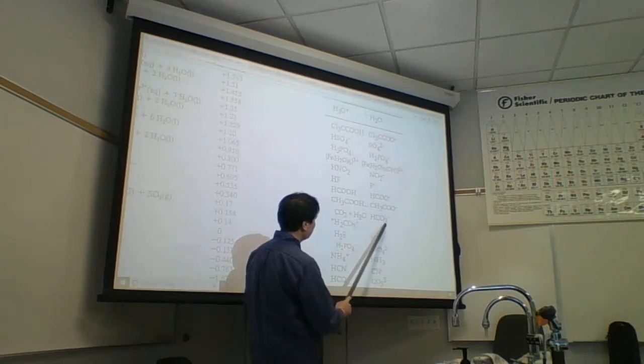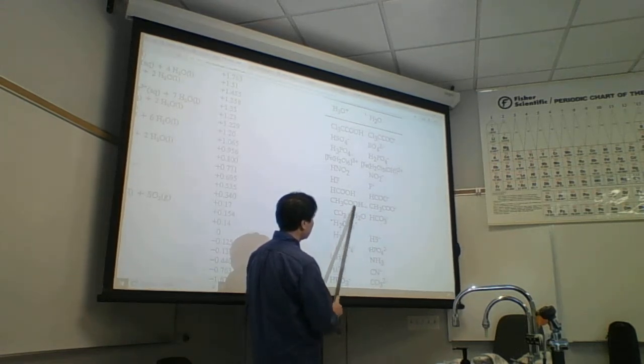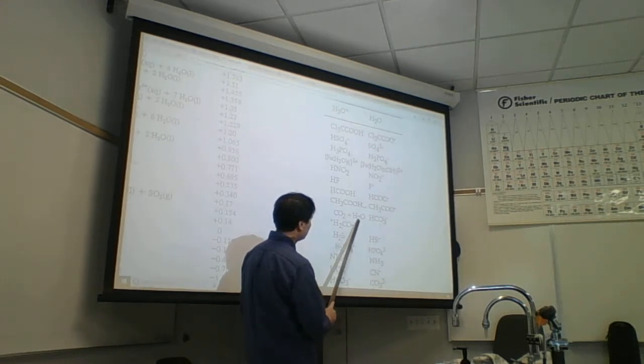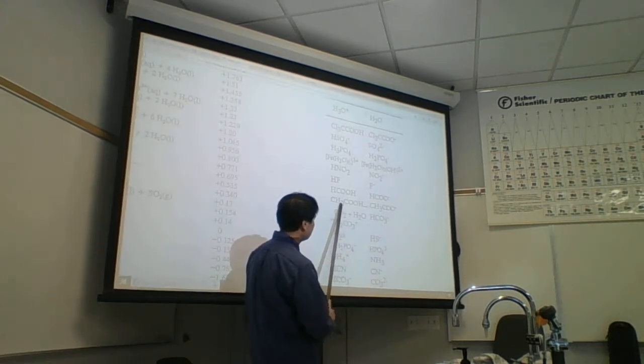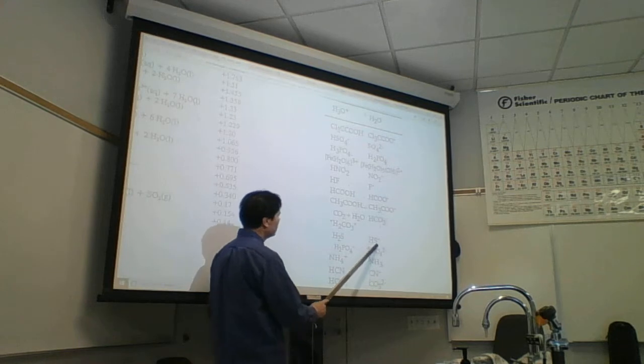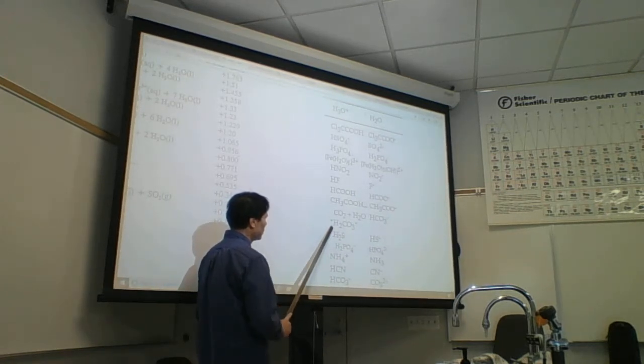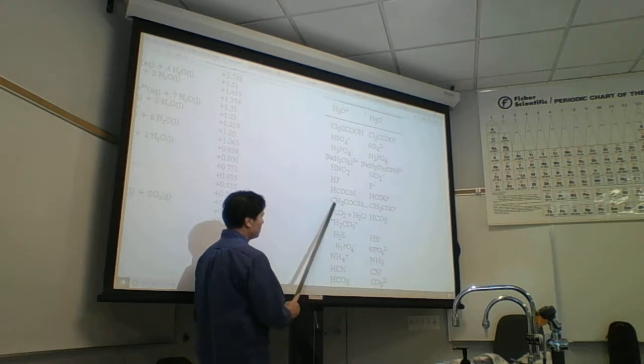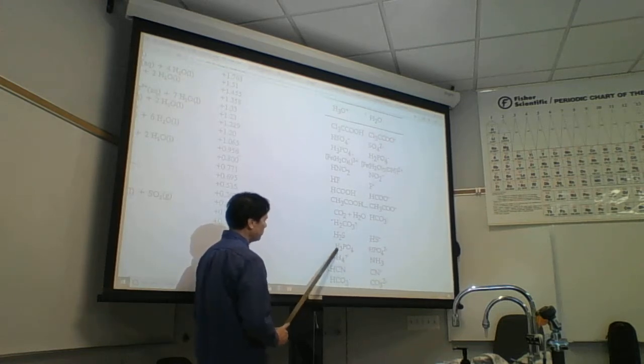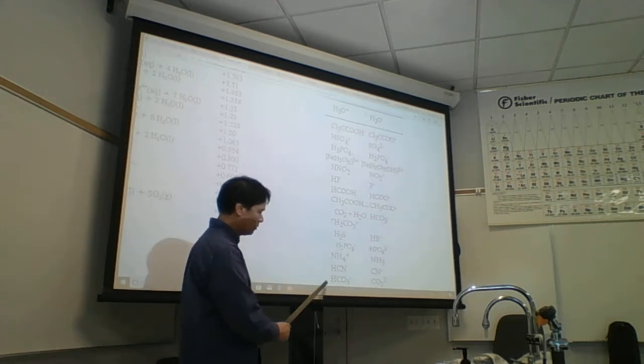So acetic acid will react with bicarbonate. Acetic acid reacts with bicarbonate to form CO2 in water or carbonic acid. Acetic acid will react with hydrogen sulfide to form H2S. These are weaker acids. Acetic acid reacts with monohydrogen phosphate to form dihydrogen phosphate. Acetic acid reacts with ammonia, we form ammonium. Cyanide, we form HCN.